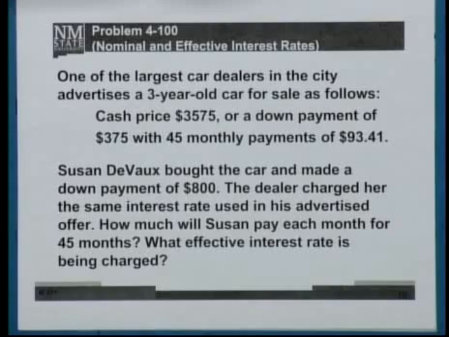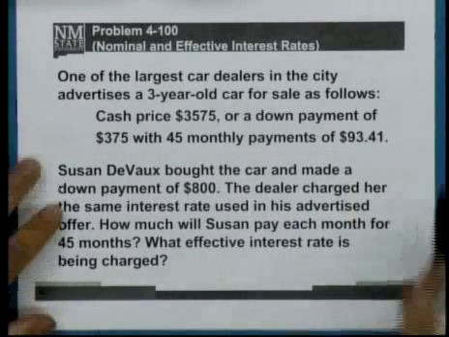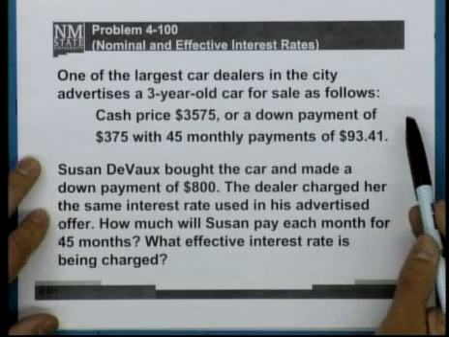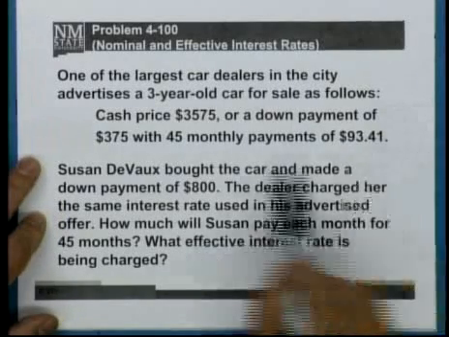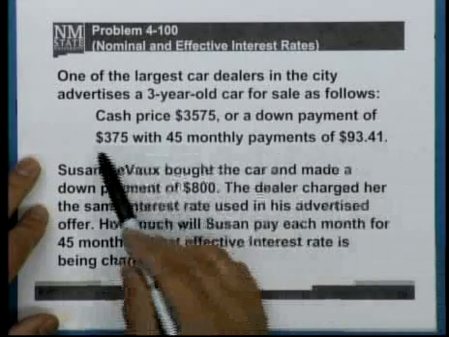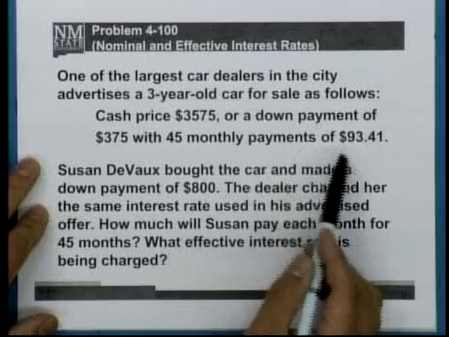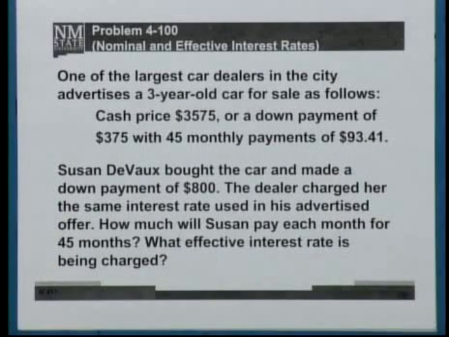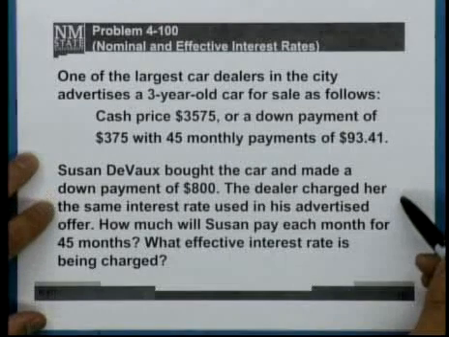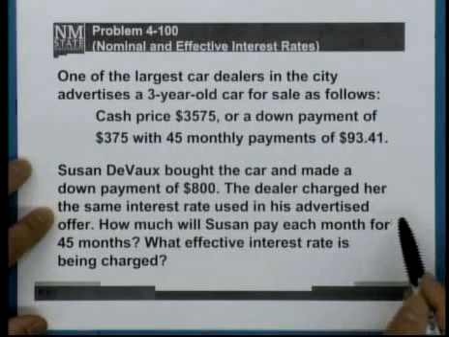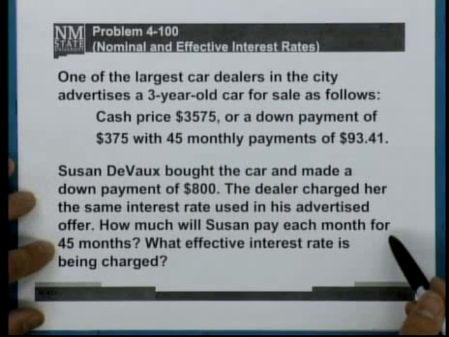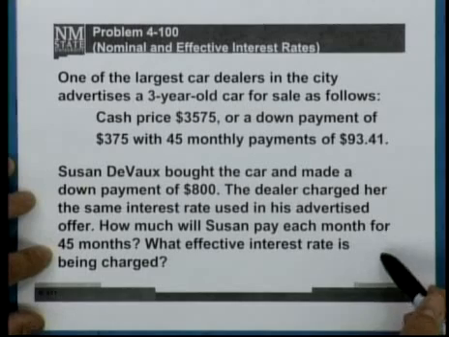Okay, so first, let's read the problem description. One of the largest car dealers in the city advertises a 3-year-old car for sale as follows. Cash price of $3,575 or a down payment of $375 with 45 monthly payments of $93.41. And Susan bought the car and made a down payment of $800. The dealer charged her the same interest rate used in his advertised offer. And how much will Susan pay each month for 45 months? And what effective interest rate is being charged?